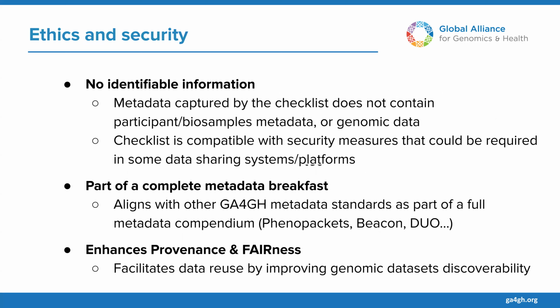As for ethics and security, no identifiable information is captured by the checklist. There's no information on participants, biological samples, or genomic data itself. The checklist is compatible with security measures that could be implemented or required in some data sharing system. It's part of a complete metadata compendium, which means it aligns with other GA4GH metadata standards as part of a full metadata compendium. And it enhances provenance and fairness by facilitating data reuse, by improving genomic data discoverability.